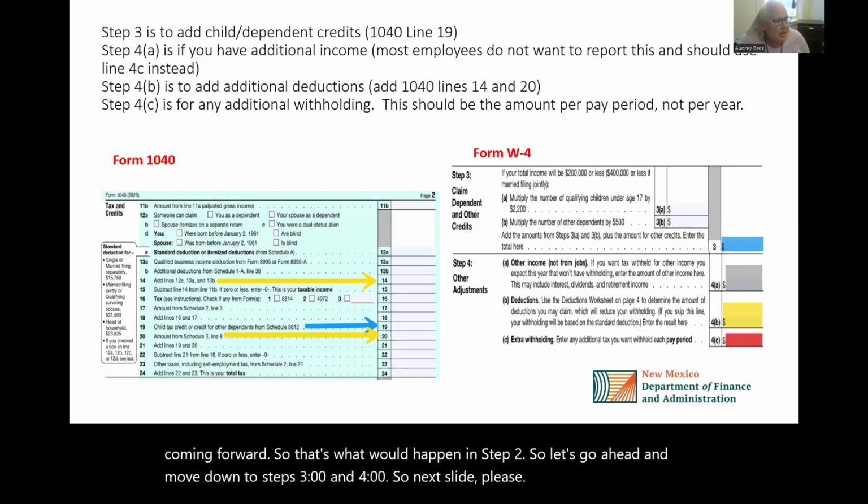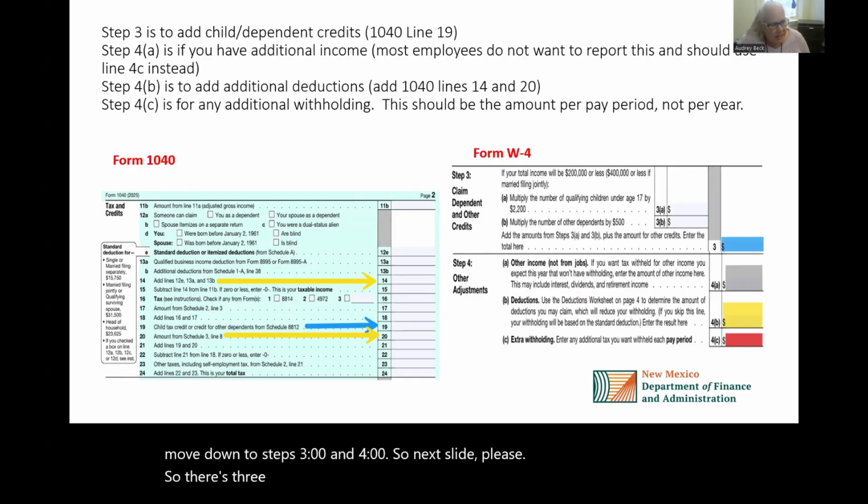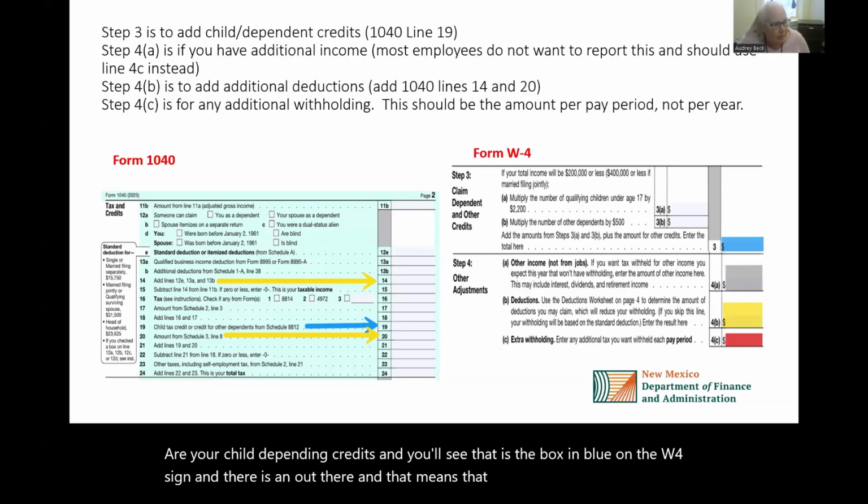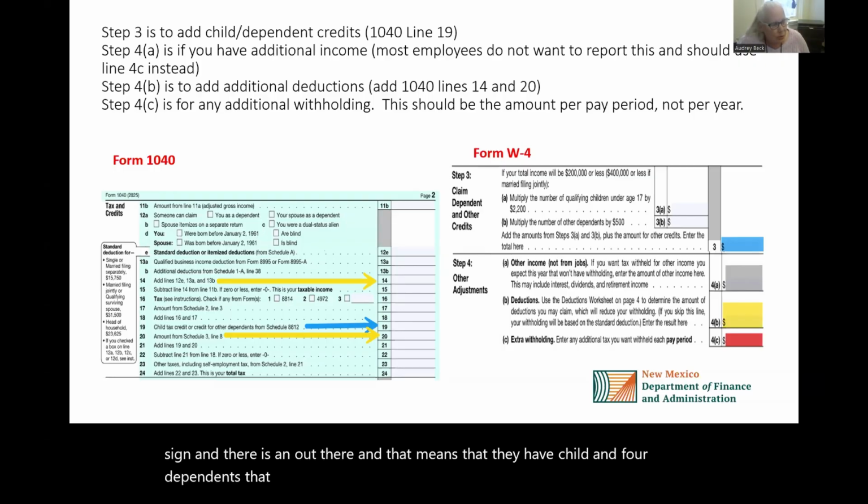So steps 3 and 4 are your child dependent credits, and you'll see that is the box in blue on the W-4 side. If there is an amount there, that means that they have child and or dependents that they get an additional allowance for, a reduction in their taxes. So they would put that dollar amount there. Generally, you can do it 2 ways.